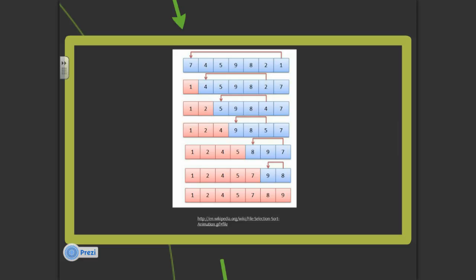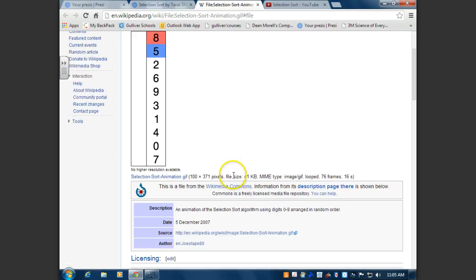and then it divides the list into two parts: the sorted and the unsorted. And the sorted part it doesn't touch anymore. So then it keeps going through the list, finds the next smallest number and moves it to the left, and it keeps going like that until all the numbers it finds are in order. And that's a picture of it, and this is an animation of how it's done.